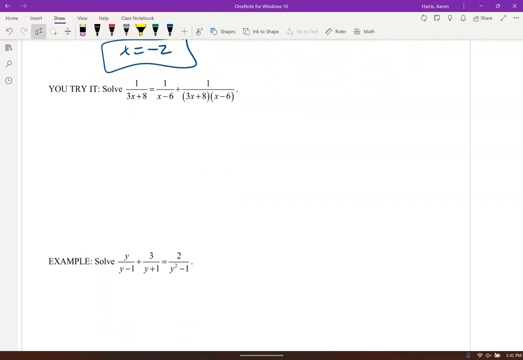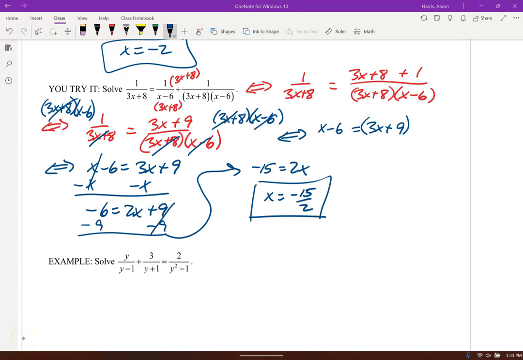Okay. Go ahead, try that one. Go ahead, work through that one again. Make sure you check it. Check that negative 15 halves of the original. X can't be 6. X can't be negative 8/3 either. So it looks like that negative 15 over 2 will be good for you as far as the solution is concerned.